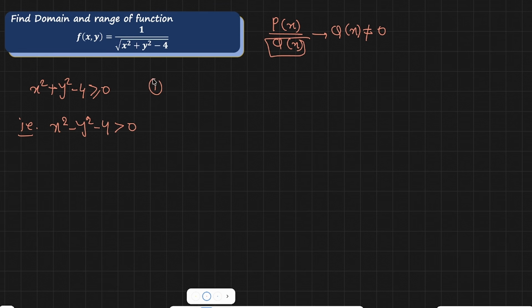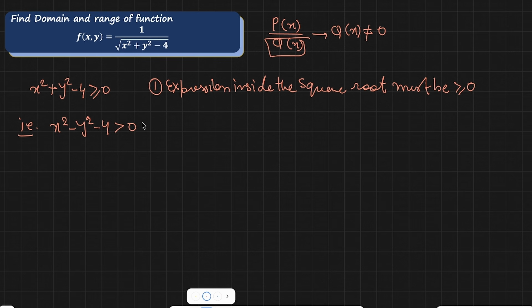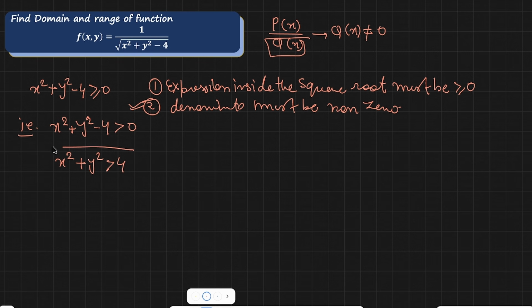So two points are there. The expression inside the square root must be greater than or equal to 0. And second, the denominator must be non-zero. So what does this mean? x square plus y square is strictly greater than 4. So this is the condition.